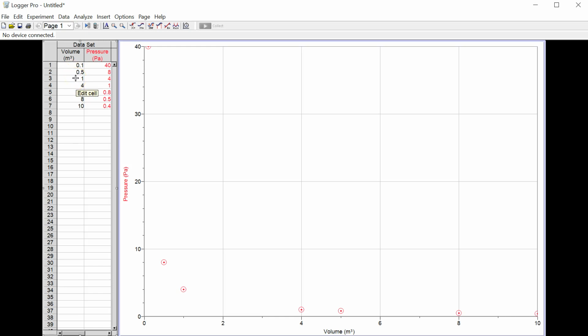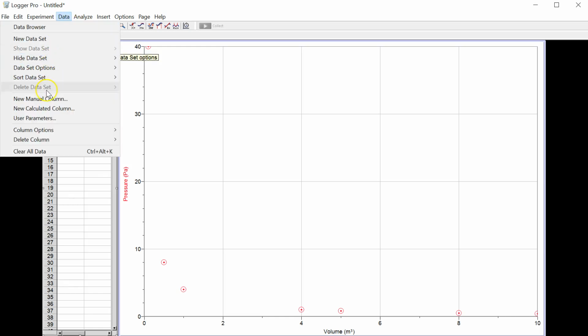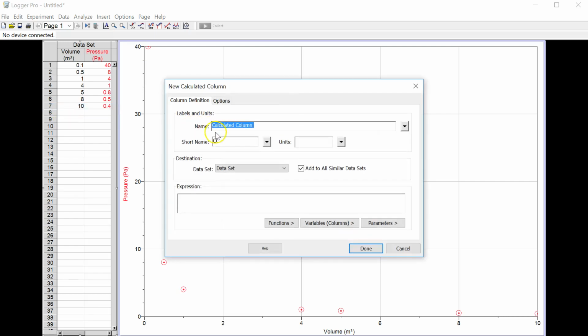Now I could go in manually using my calculator, say 1 divided by 0.1 and make a new data column that way, or I can let Logger Pro do my work for me. I'm going to say new calculated column, and now my new calculated column will be 1 divided by the volume. The short name will be 1 divided by V, and my units will be, well, before they were meters cubed, now they're 1 divided by meters. Again, I can do that cool little superscript 3 to be cubed. And now this is where Logger Pro does the work for me. The expression is like a mathematical expression.